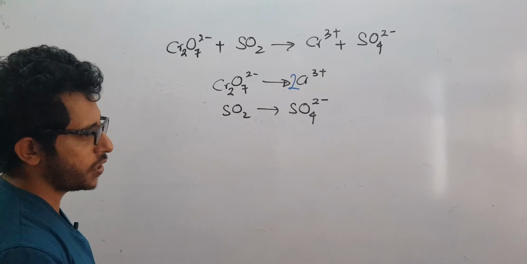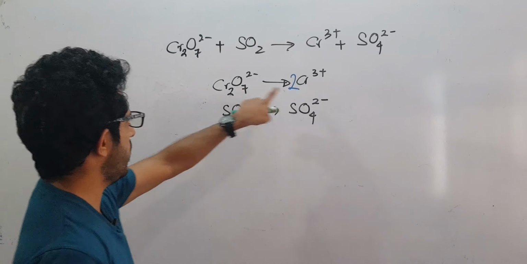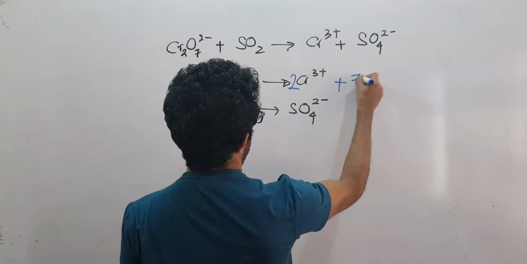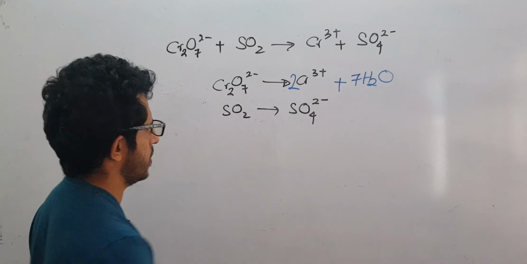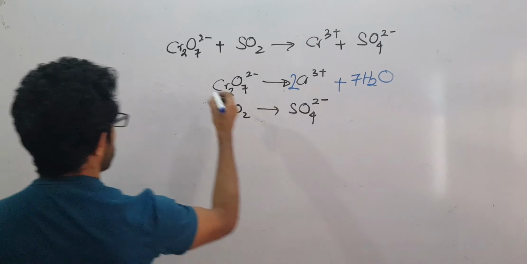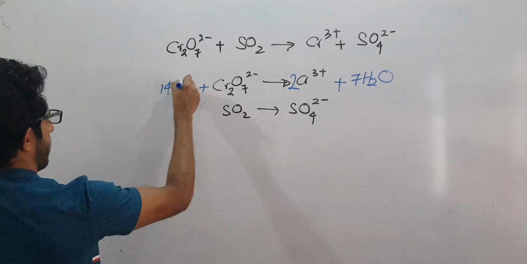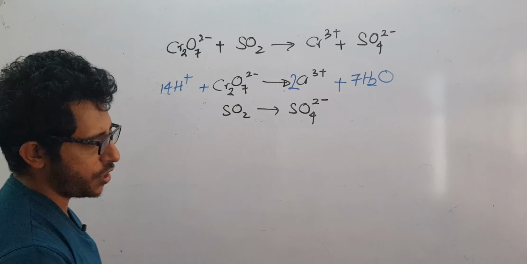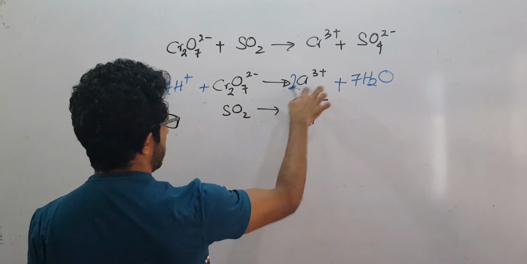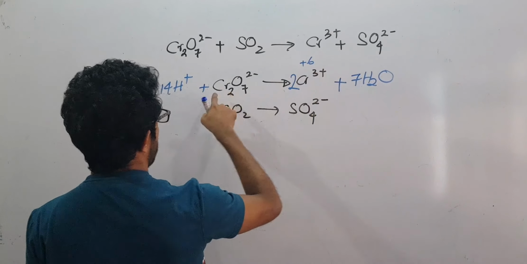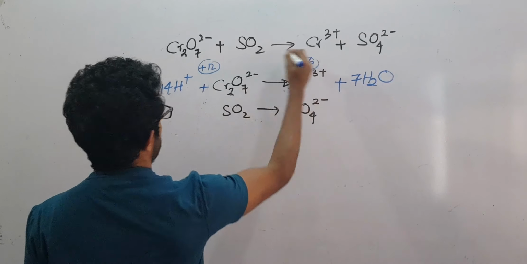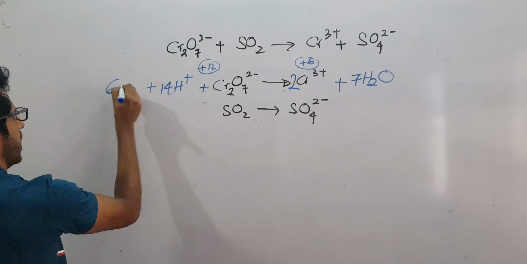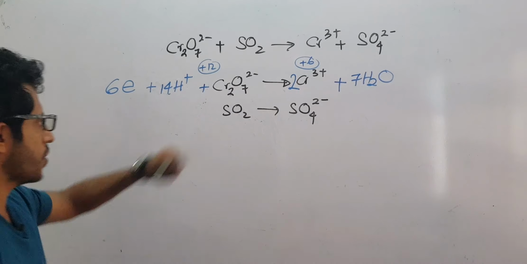Then balance oxygen by adding water. 7 here, so 7H2O. Then balance hydrogen by adding H plus. 7 into 2, 14, so I put 14 here. Then balance the charge. 2 minus plus 14 is plus 12 on this side, and 2 times 3 is plus 6 on this side. So there is a 6 electron difference, so 6 electrons here. We'll go to the next one.